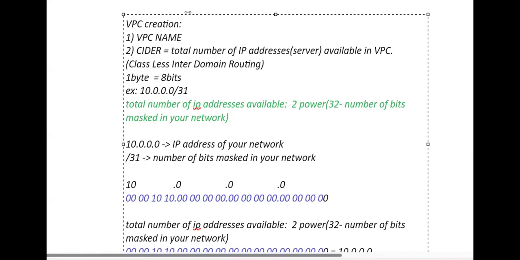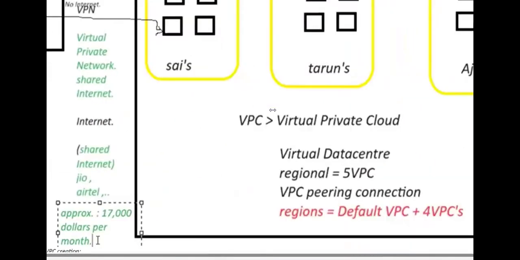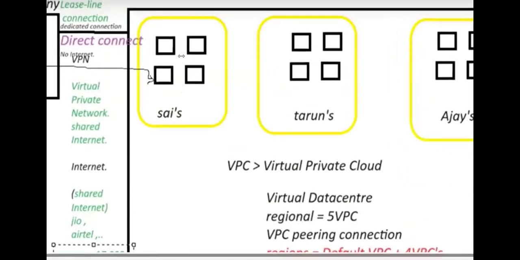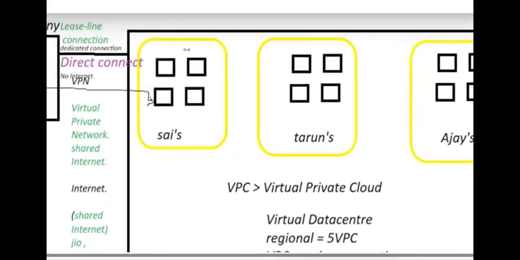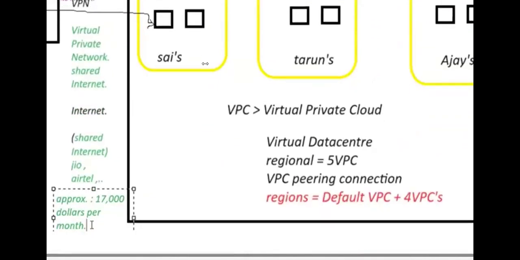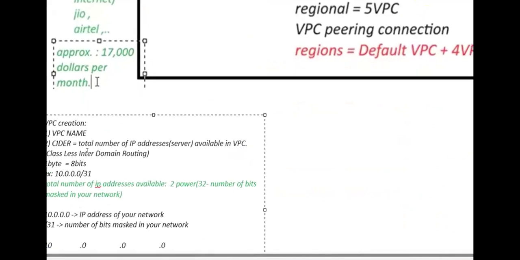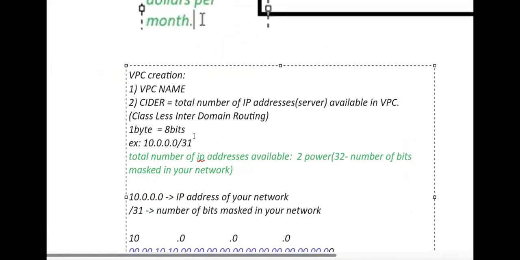So what is your VPC? Your VPC is nothing but a collection of your servers. That is nothing but a virtual data center, right? An isolated virtual data center. So in order to represent that isolated virtual data center by using a number of servers, we can represent that using a CIDR block. What does this CIDR block indicate? Total number of IP addresses.